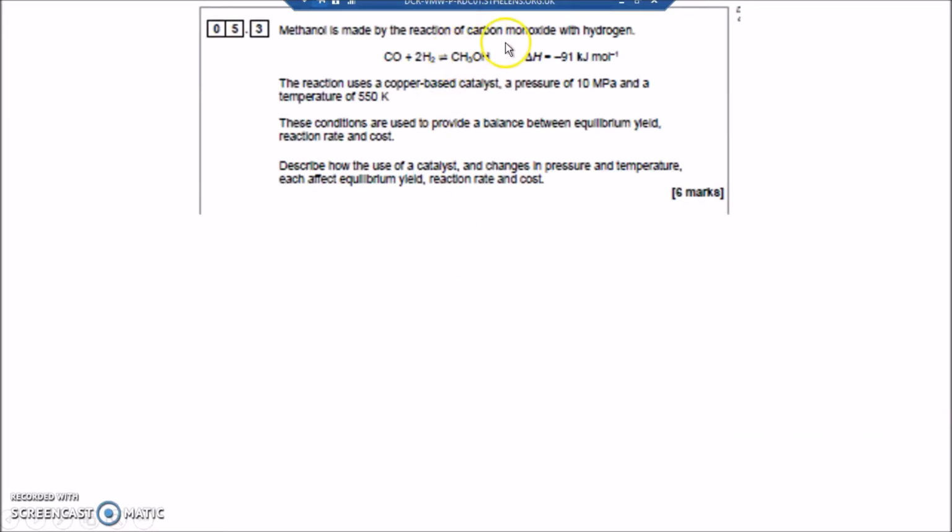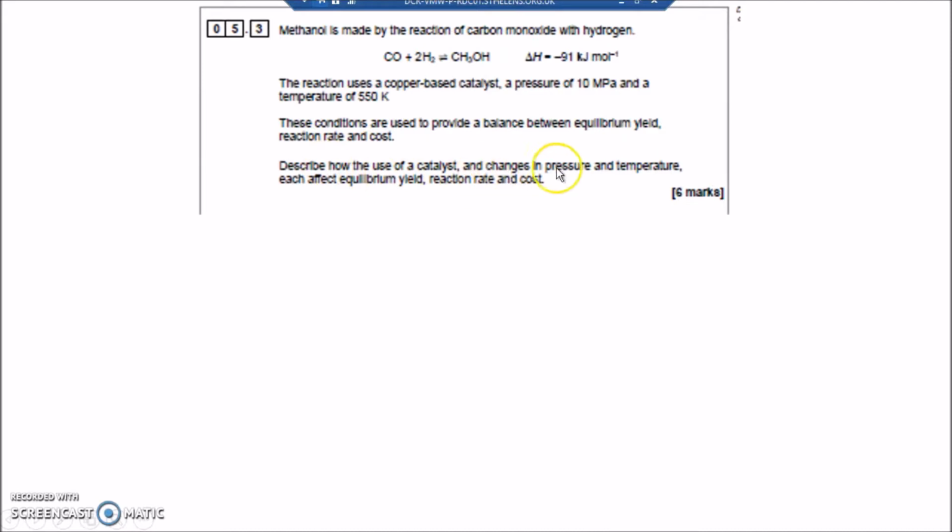Methanol is made by a reaction of carbon monoxide with hydrogen. Carbon monoxide and 2 moles of hydrogen react in an equilibrium reaction to make CH3OH. Look, it's exothermic here, so it's minus 91. And look, there are 3 moles of gas on the left and only 1 mole of gas on the right. The reaction uses a copper-based catalyst, a pressure of 10 megapascals and a temperature of 550 Kelvin. These conditions are used to provide a balance between the equilibrium yield, reaction rate and cost.